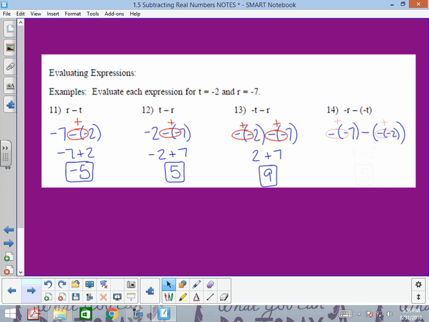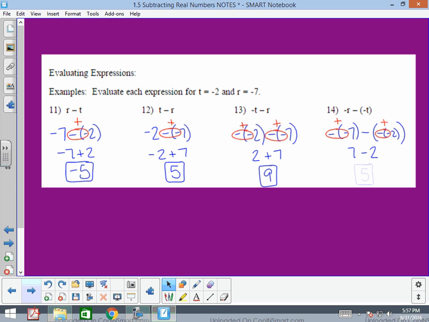So this is one reason why I like to circle them and change them to plus signs. I like to rewrite the problem because it gets to be a little confusing with all those minuses and negatives in there. So what this is saying is minus a negative 7 is positive 7. Then I have a minus sign in the middle, and then minus a negative 2 is 2. So 7 minus 2 is 5.